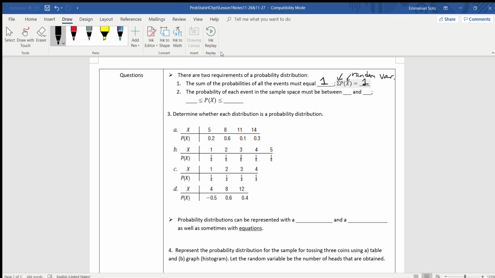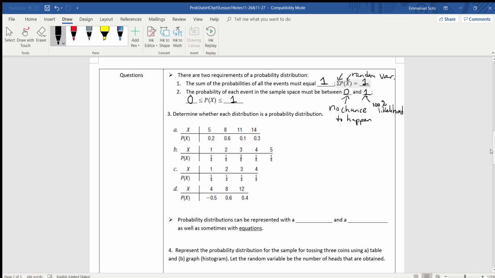The probability of each event has to be between 0 and 1. Remember, a probability of 0 means that there is no chance of happening, and a probability of 1 is a 100% chance of happening. So you can have any decimal between 0 and 1, or you can have 0 and 1 inclusive.